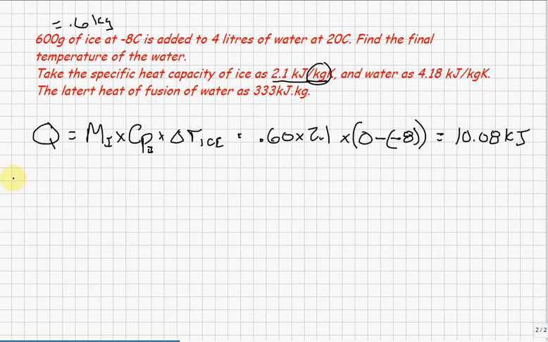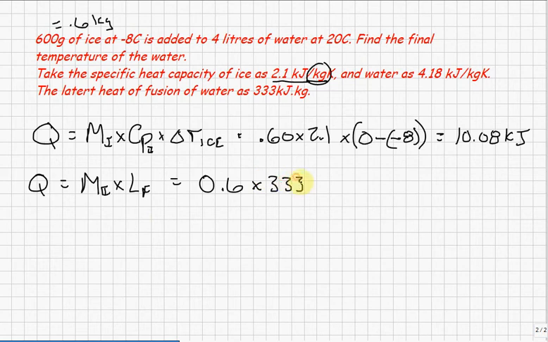My next calculation is going to be the latent heat, and that's going to be the mass of ice times the latent heat of fusion of the ice, and that's going to equal 0.6 times 333, and if I work that out, it's 199.9, so let's just call that 200 kilojoules for the latent heat.